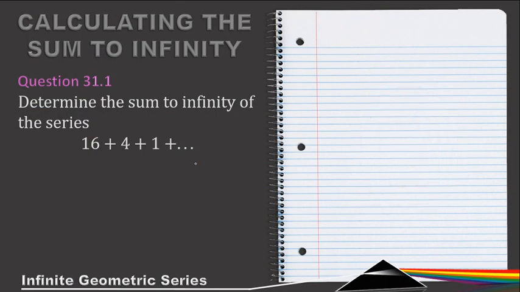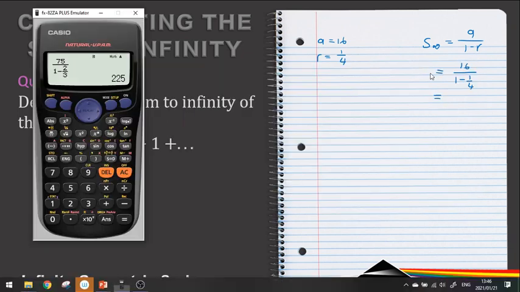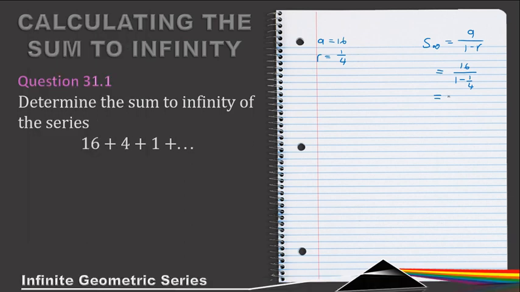Right, so for question 31.1, determine the sum to infinity of the series 16 plus 4 plus 1. So first of all, they're asking me for the sum to infinity, so I write down my formula. Sum to infinity is a over 1 minus r. My a value is equal to 16, and my r value is just 4 divided by 16, or 1 divided by 4, and both of those simplify to 1 over 4. So I substitute in my values as 16 over 1 minus 1/4, and then I can type it in. So that's 64 over 3.